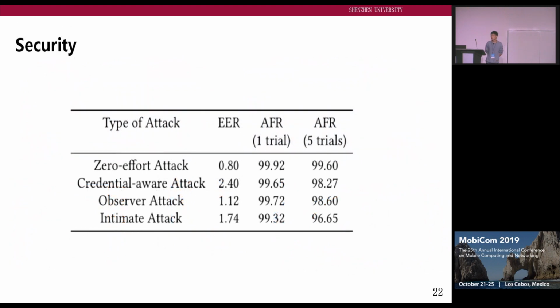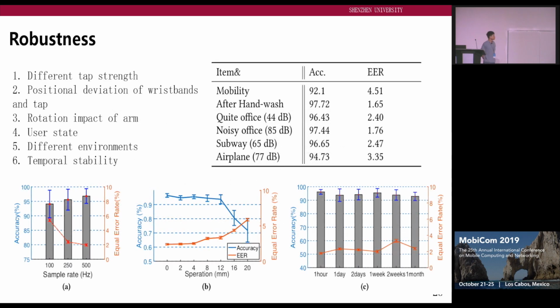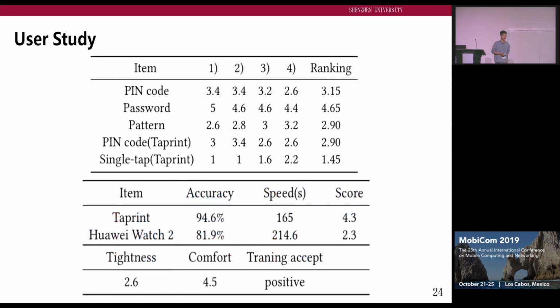And as I mentioned before, there are 4 kinds of attack. And under these 4 kinds of attack, the performance is quite good, at least in my opinion. And we also care about the robustness. We test the system with different tap strengths, with the displacement of the smartwatch or the tap, and also we rotate the arms. We test with different user states, like after hand washing. Also we test in different environments, like in the subway and on an airplane. And we test the system over 1 month. And the performance is still good.